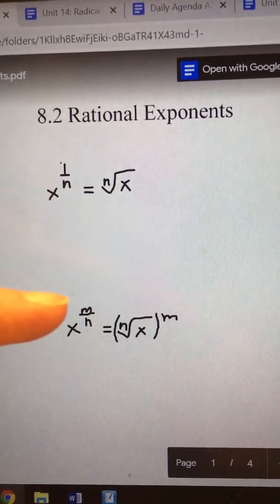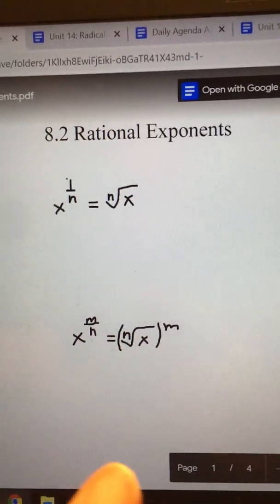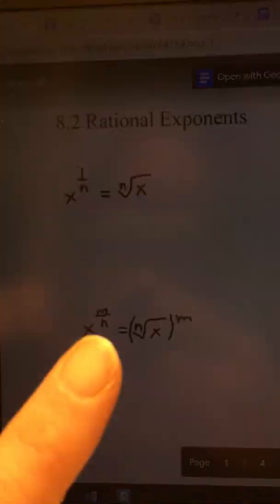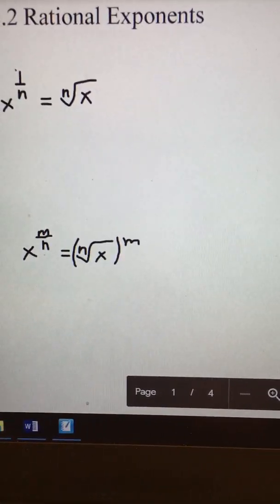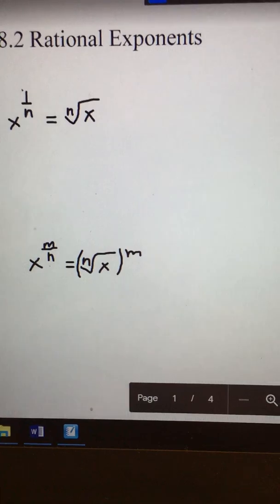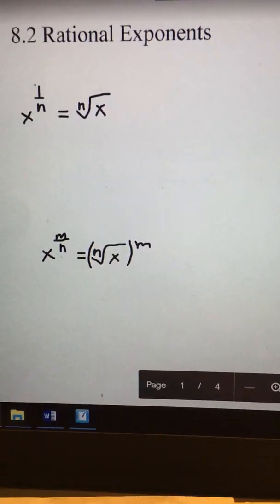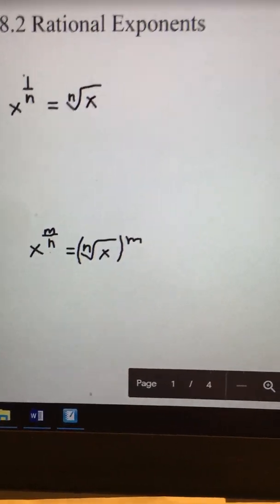The top number is the power that you're raising it to. So x is to the first there. And here, this would be the nth root of x, and then the exponent would be an m. I like to do the root first because that makes the number smaller, and then when we raise it to a power, it makes it a bigger number. So it's easier for us, because we're not using a calculator, to do the root piece first and then the power.